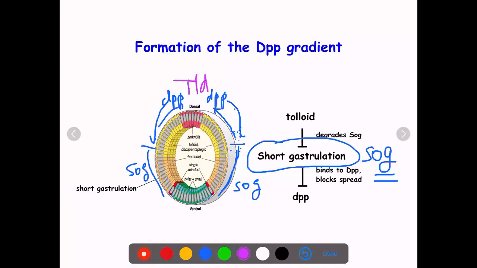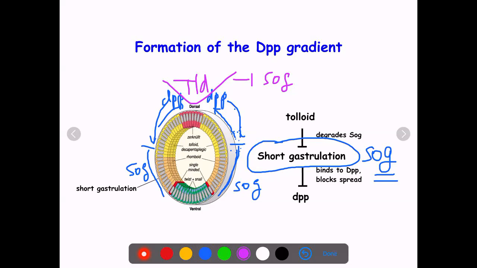Toroid is also right over here, same as DPP, so toroid is blocking the SOG activity. I think this is like an endless game. It could be some different way of explaining things, and I'm not a fly biologist, so I'll just bring it up to you at this moment, up to here.